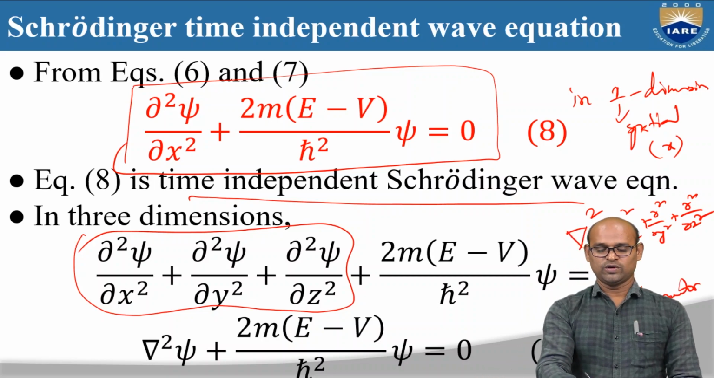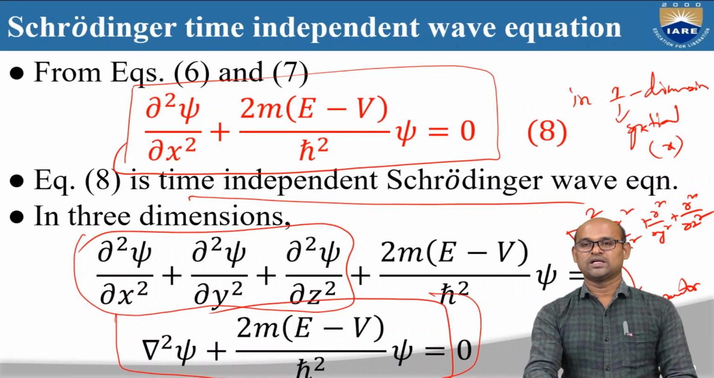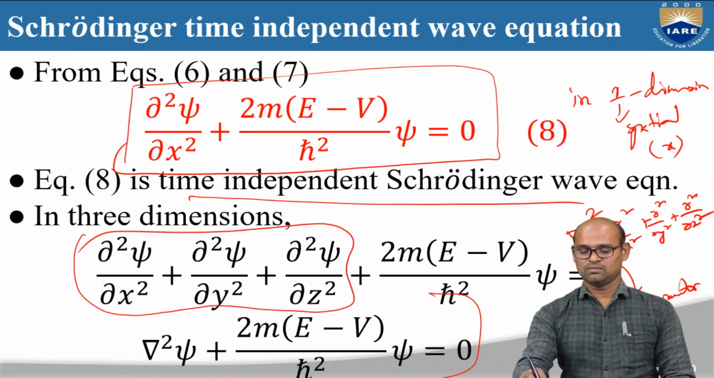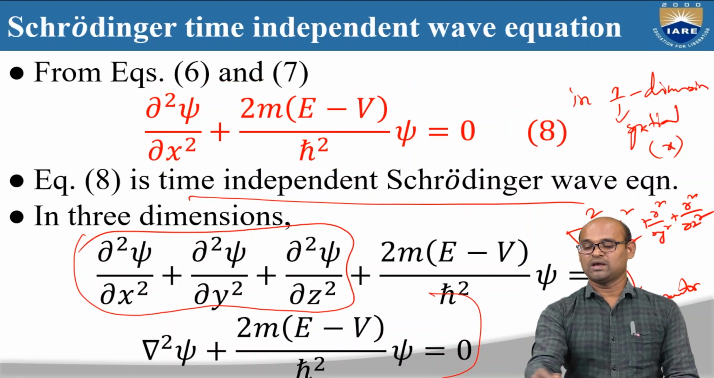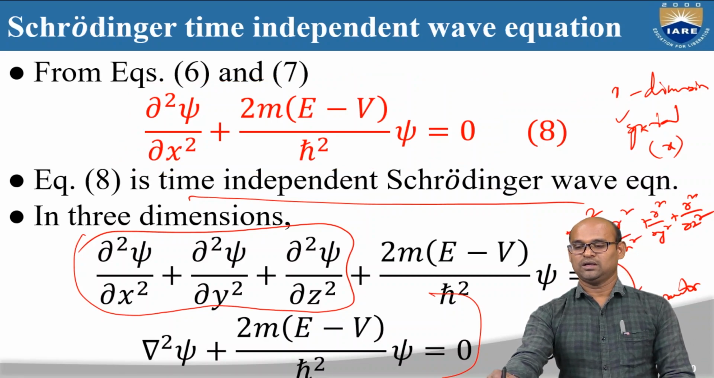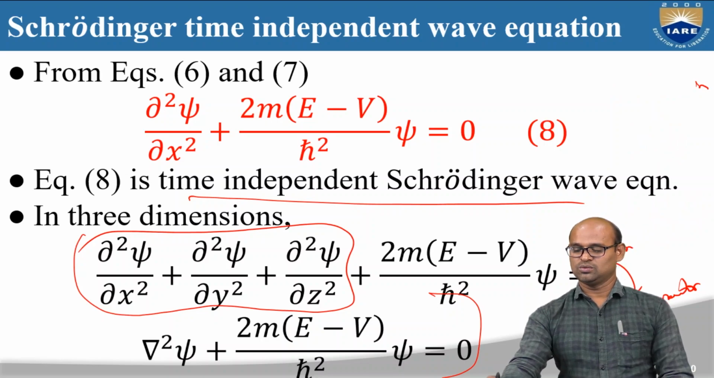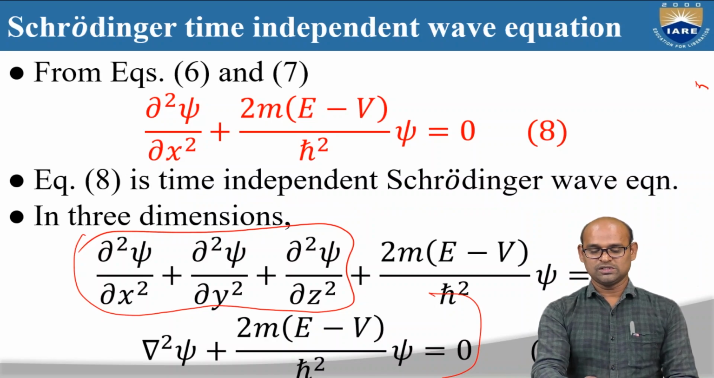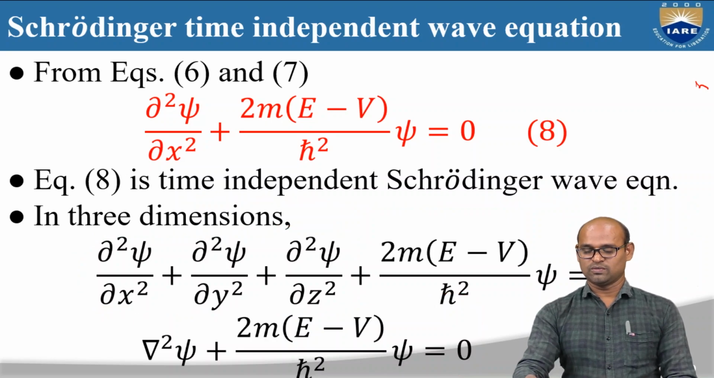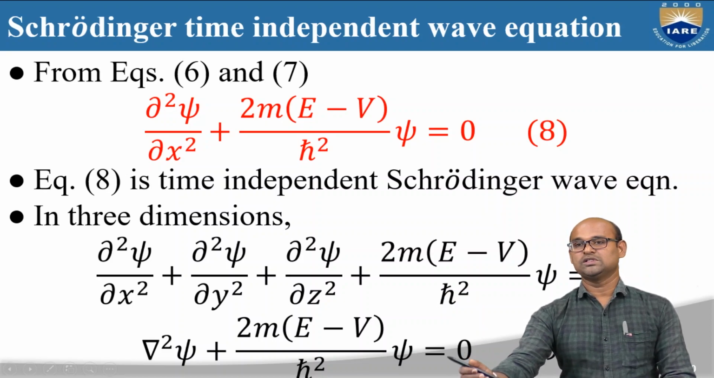So finally we came up with this equation in 3 dimensions: del square psi plus 2m into E minus V by h cut square psi is equal to 0. So this is the time independent Schrodinger wave equation in 1 dimension, and similarly in 3 dimensions. We can extend this into 3 dimensions and 2 dimensions. In 3 dimensions we have 3 variables x, y, z, but in 2 dimensions we have only 2 variables, x and y.